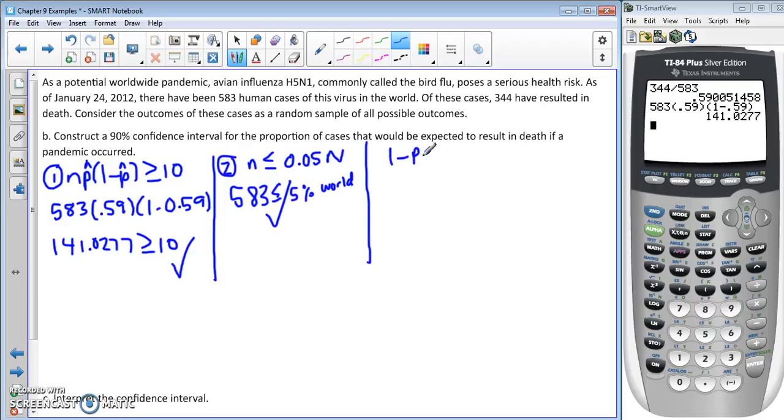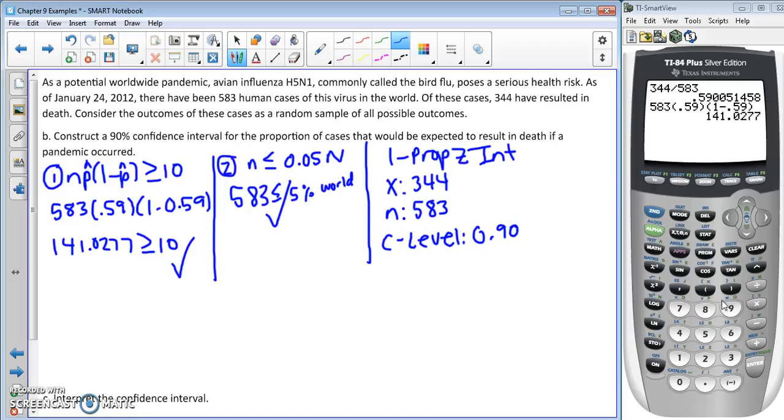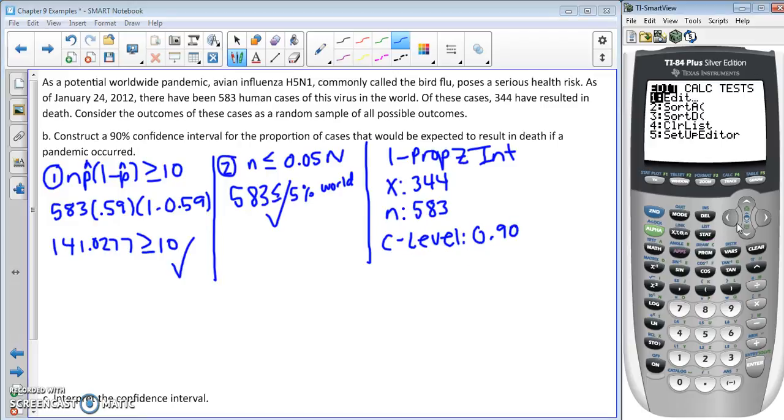So again, we're going to use one prop z int, and again that interval int means interval. So anytime we're doing an interval, we're going to look for either interval or int in the calculator, and our inputs are x, n, and C level. So x is going to be 344. n is going to be 583, and our C level here is going to be 0.90. Right, so we're going to do stat, go over to test, and then go down to one prop z int.